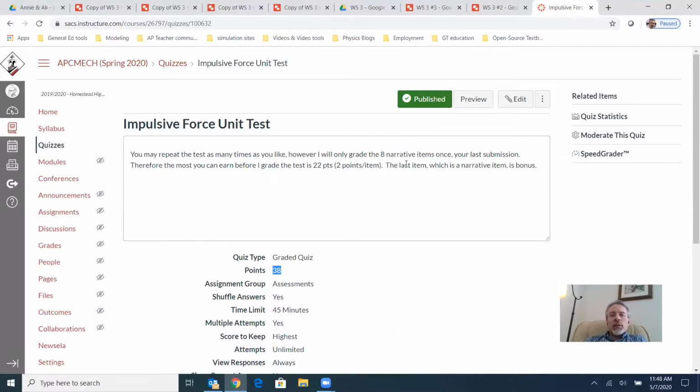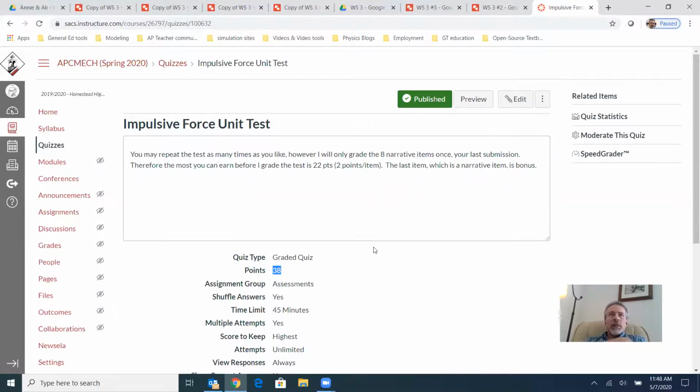But you need to understand that there's 8 narrative items. I wouldn't really call them essay, but sometimes you have to explain something. The computer can't grade those. I have to grade those myself, but I'm not going to grade every submission you have. I'm only going to grade the last one. But the other items that are like multiple choice or fill in the blank kind of stuff or a calculation kind of thing, that will grade it automatically, and that's 22 of the points.